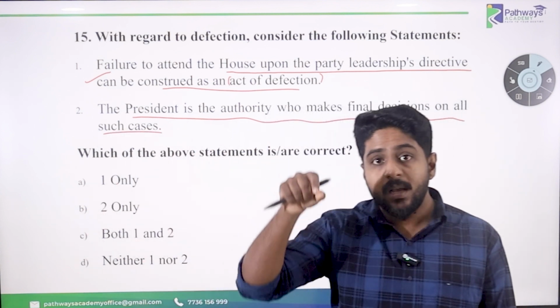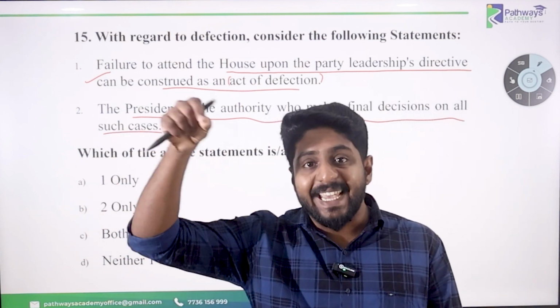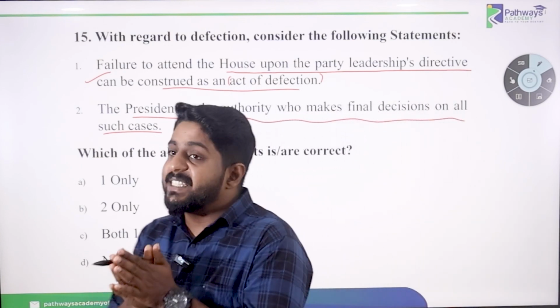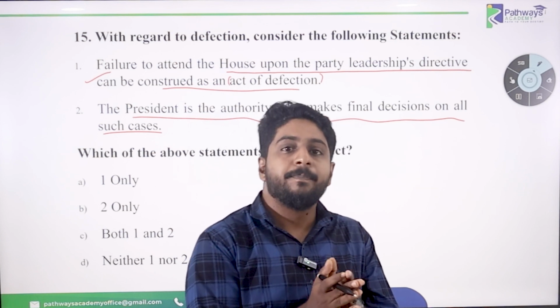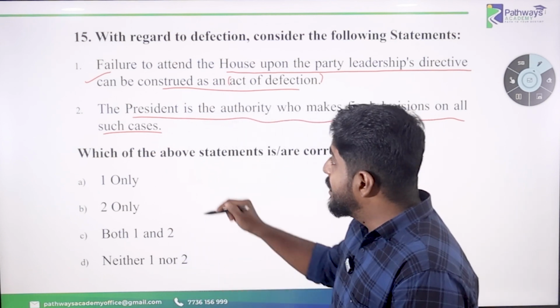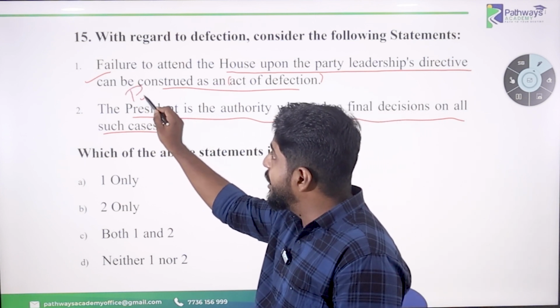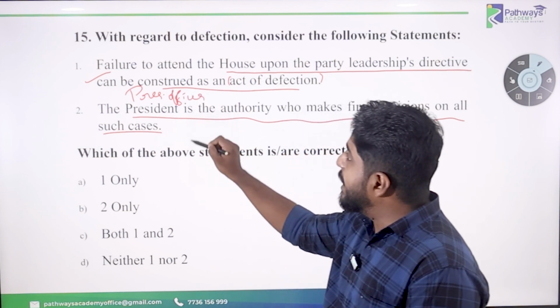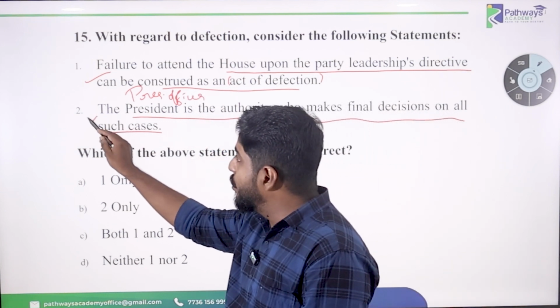First statement is correct. Statement number 2 says the president is the authority who makes final decisions in all such cases. This is something which takes place inside the parliament. So if a procedure is taking place inside the parliament, who will be the authority to decide? As I have already told you, it will be the presiding officer, not the president of India. Fine. So statement number 1 is correct and statement number 2 is wrong.